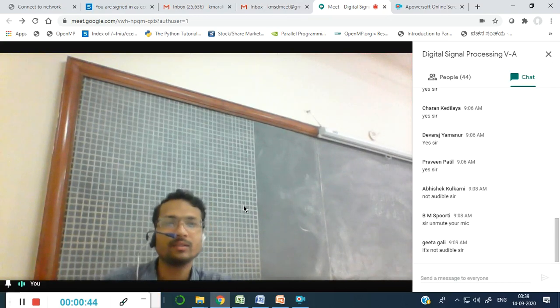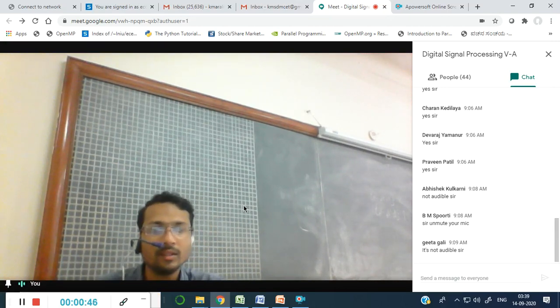Today we are going to discuss another method to find the discrete Fourier transform, the DFT of a signal, that is by using the linear transformation method. In the previous class, we understood how to find the DFT using a fundamental formula. Now today we will try to alter the formula in such a way that it is possible to obtain the DFT using the linear transformation method.